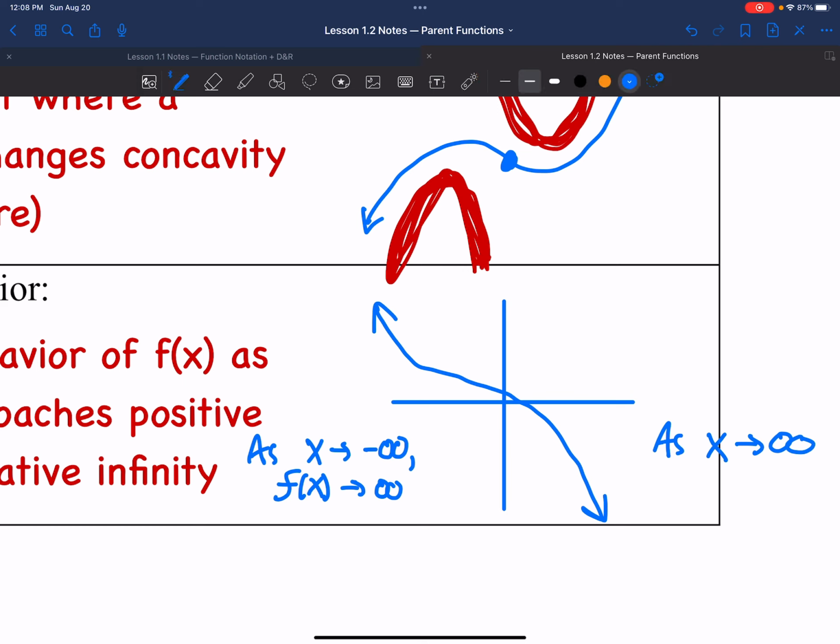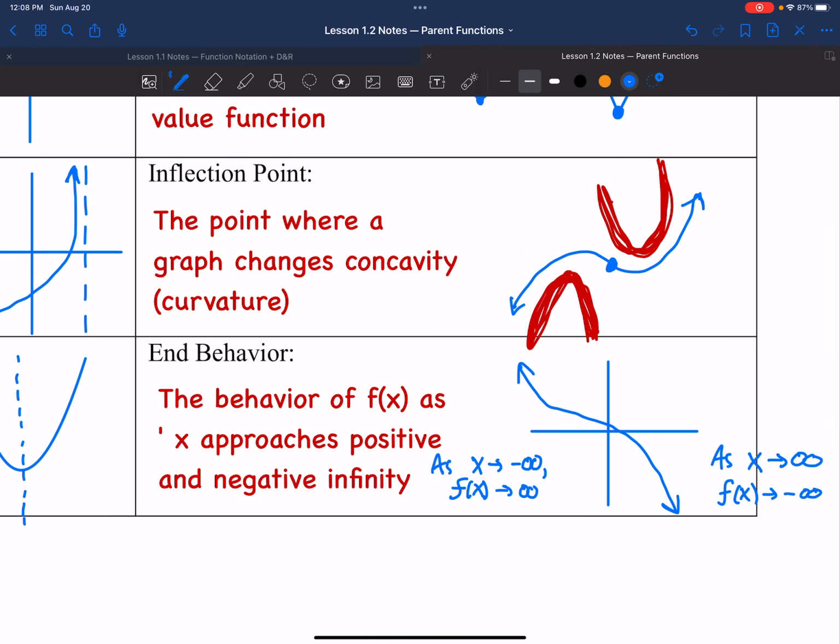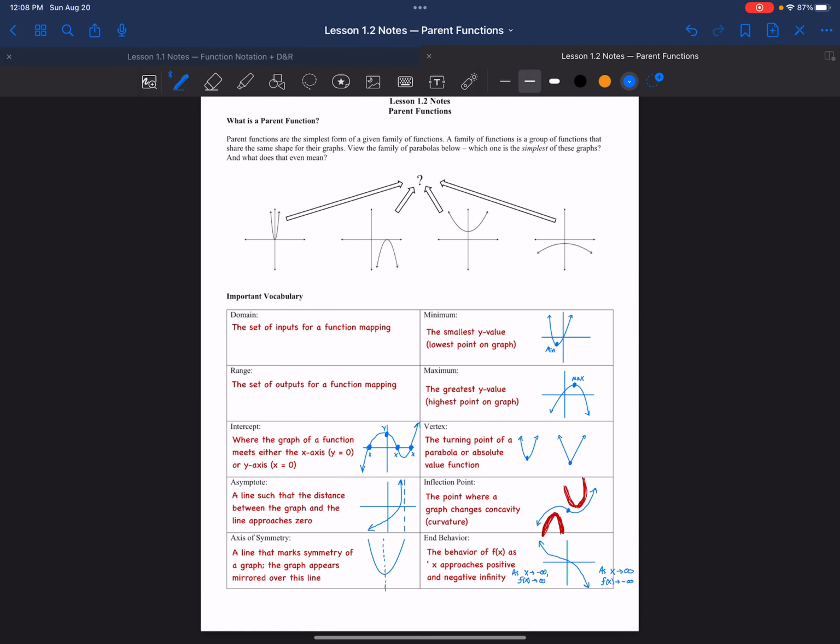So it's going down and down and down to negative infinity. So I'd say then f of x goes to negative infinity. And this is an example of end behavior, to kind of get it down. Okay? All right. So those are features of this graph.